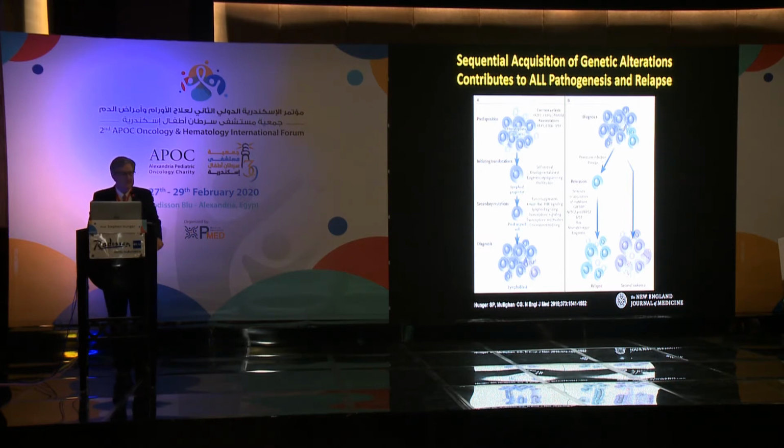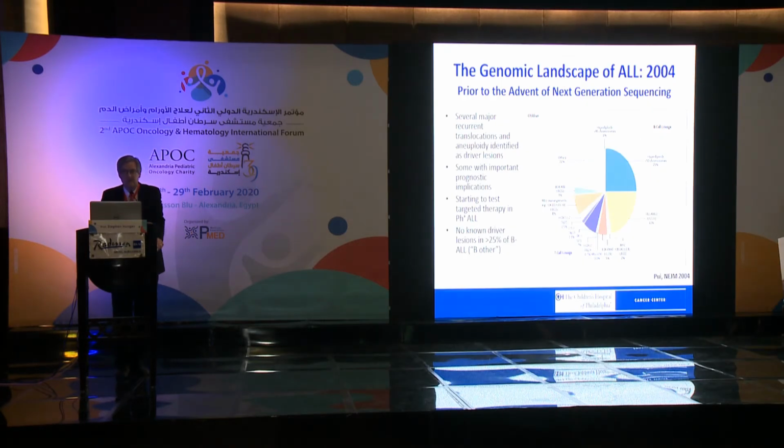MLL or KMT2A, which Seema just spoke about, is probably the closest to being sufficient to cause leukemia, but other abnormalities clearly need cooperating events, and we're starting to realize which ones are consistent cooperating events. And then we're also starting to learn more about the genetics of ALL at relapse. I'm going to try to talk about both of these things today.